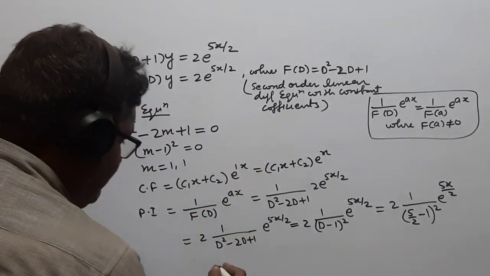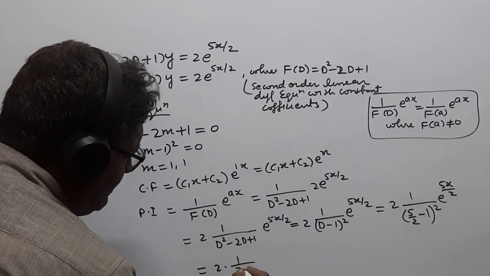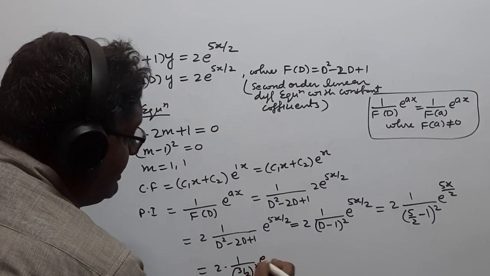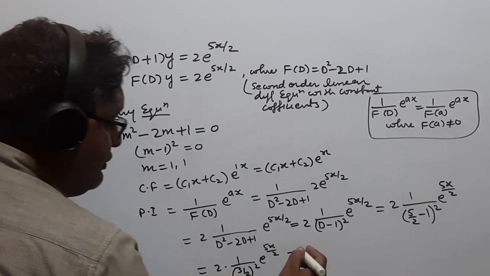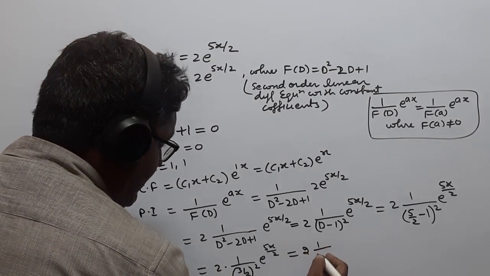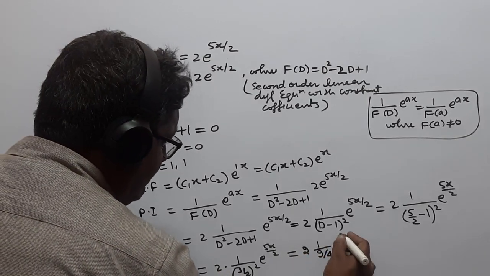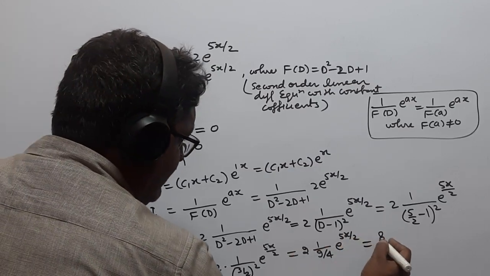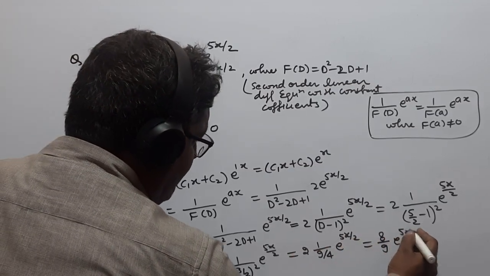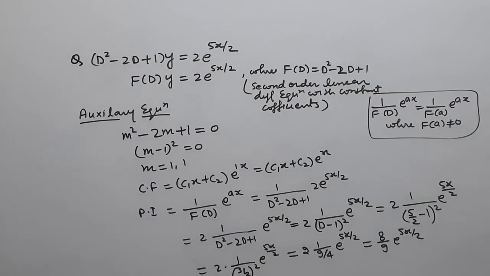So this can be written as 2 times 1 upon (3 by 2) whole squared e to the power 5x upon 2. This is 9 by 4. So 2 multiplied by 1 upon 9 by 4 times e to the power 5x upon 2. This gives 8 by 9 e to the power 5x upon 2. So this is the particular integral of the given linear differential equation with constant coefficient.